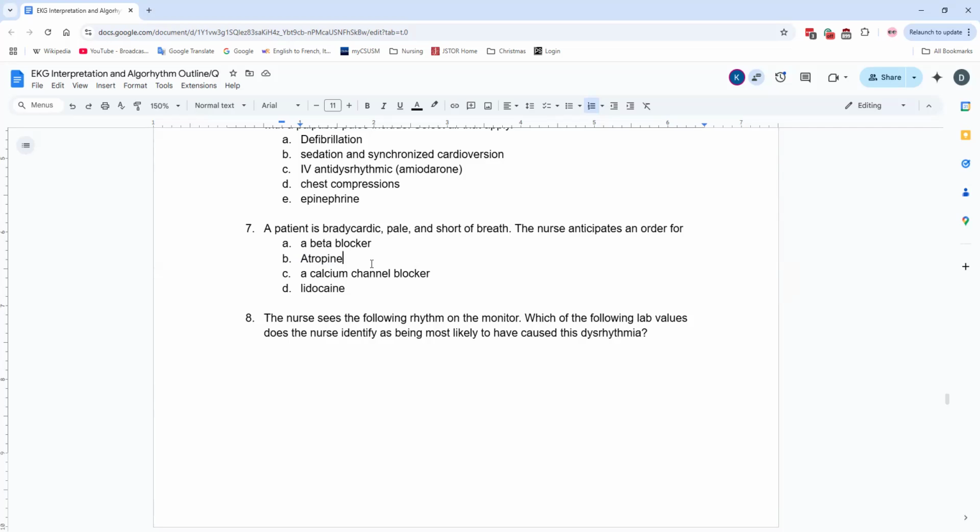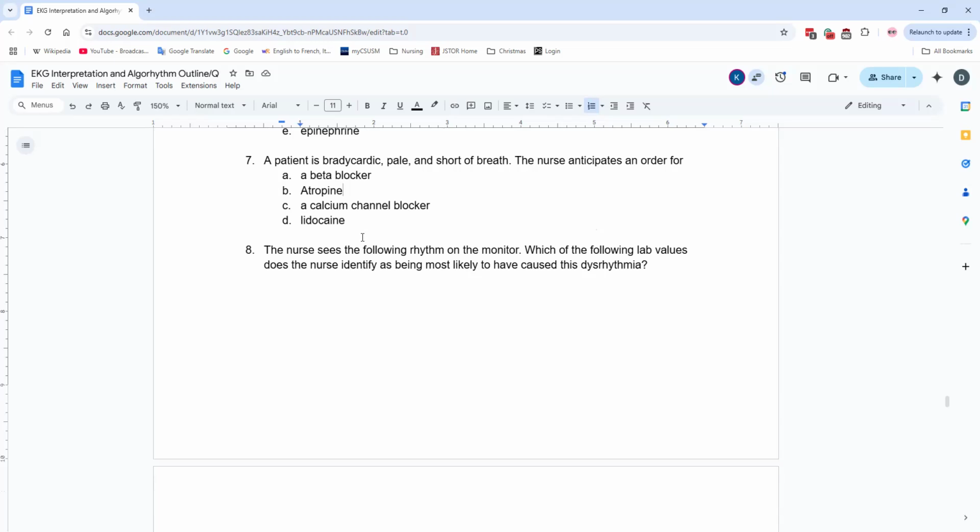Okay, so they're bradycardic, they're pale, short of breath. We can tell that they are not stable. They're hemodynamically unstable. So at this point, I think I have enough assessment to make an intervention. I would hope that you're not giving them a beta blocker because I don't want to slow their heart down more. Following your bradycardia algorithm, you're going to be giving atropine. It's your first line medication. It's going to be the first thing you do for symptomatic bradycardia.